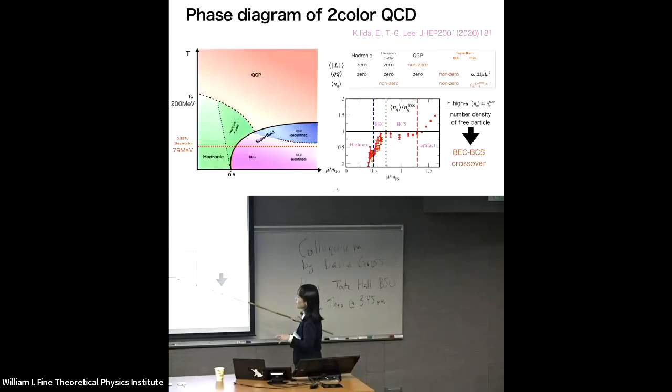So we identify this region as the BCS phase, and the other region we identify as the BEC phase. And this green dotted line is a guiding line of where the BEC-BCS crossover occurs. So this is our definition. Anyway, this is a summary. At this temperature, we have a hadronic phase, a BEC phase, and a BCS phase.